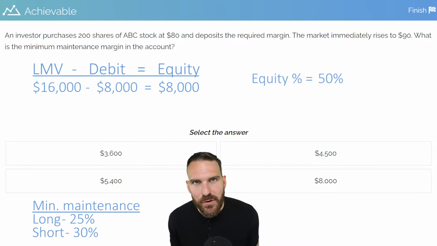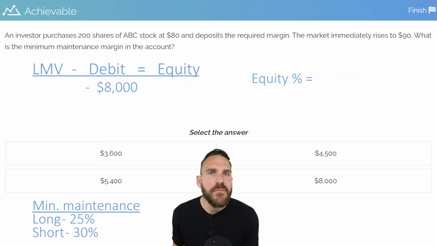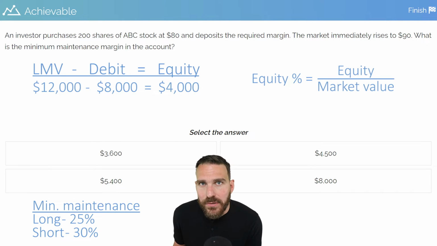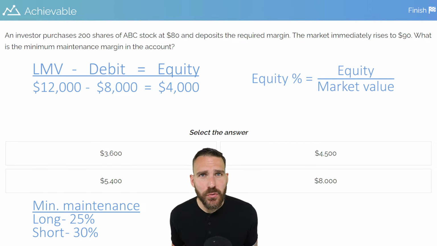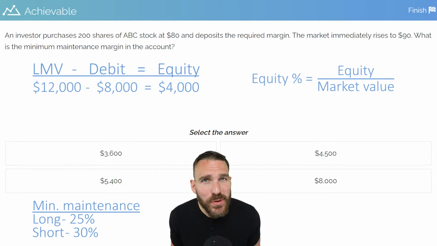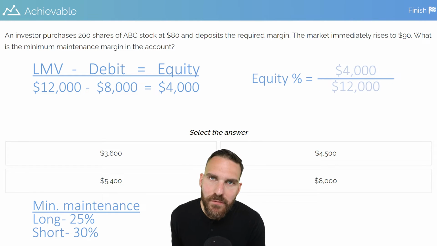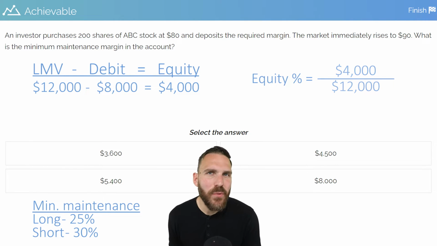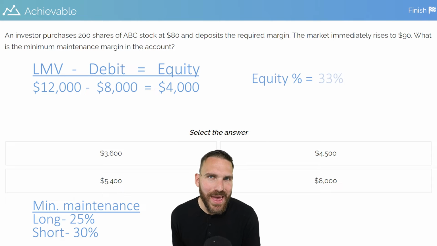Let's demonstrate that real quick. Let's say the investor's LMV falls to $12,000. The formula would then change to an LMV of $12,000. The debit doesn't change, still remains at $8,000, which leaves us with a $4,000 equity. Let's go ahead and calculate the equity level in the account with this new scenario. A $4,000 equity divided by a $12,000 LMV tells us that we are at a 33% equity level.